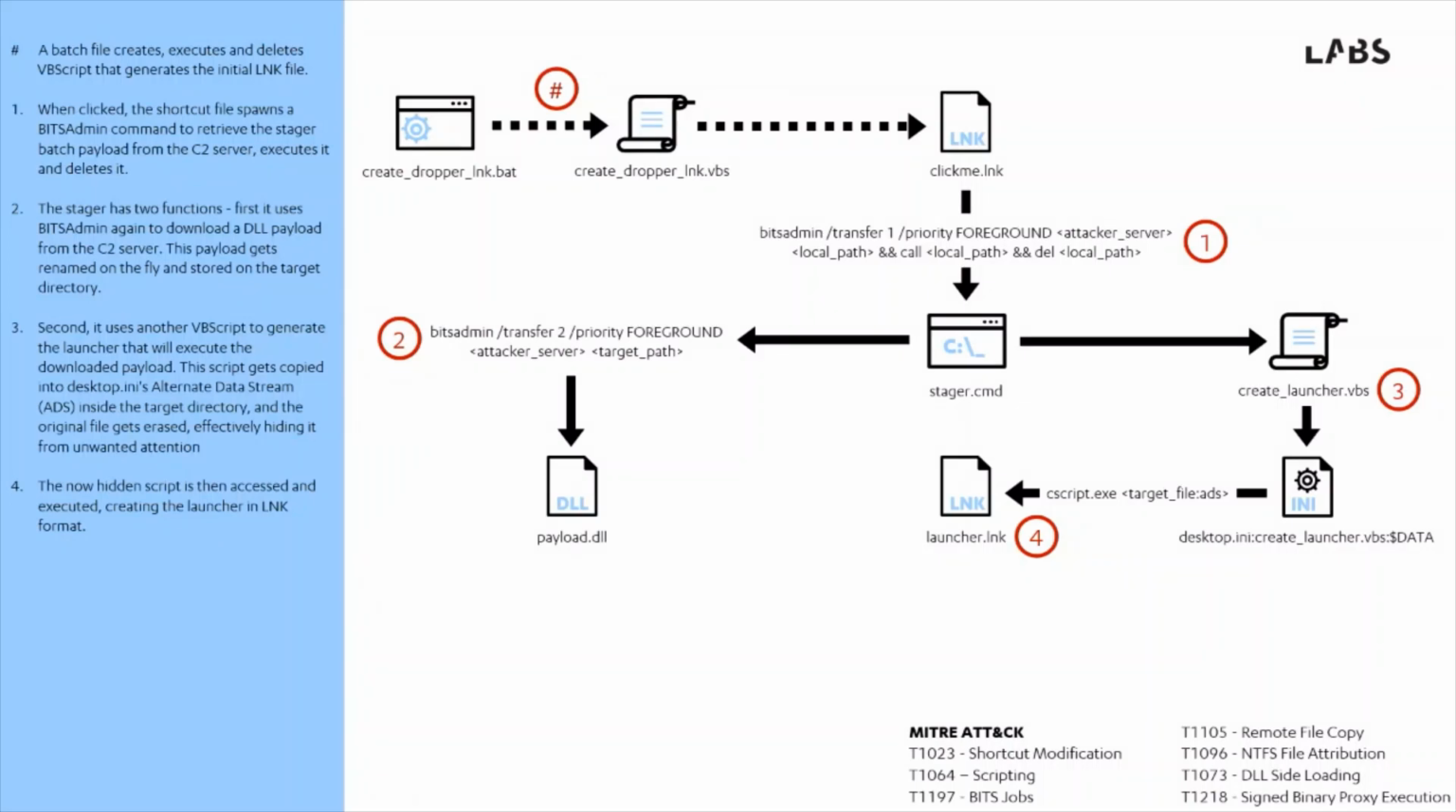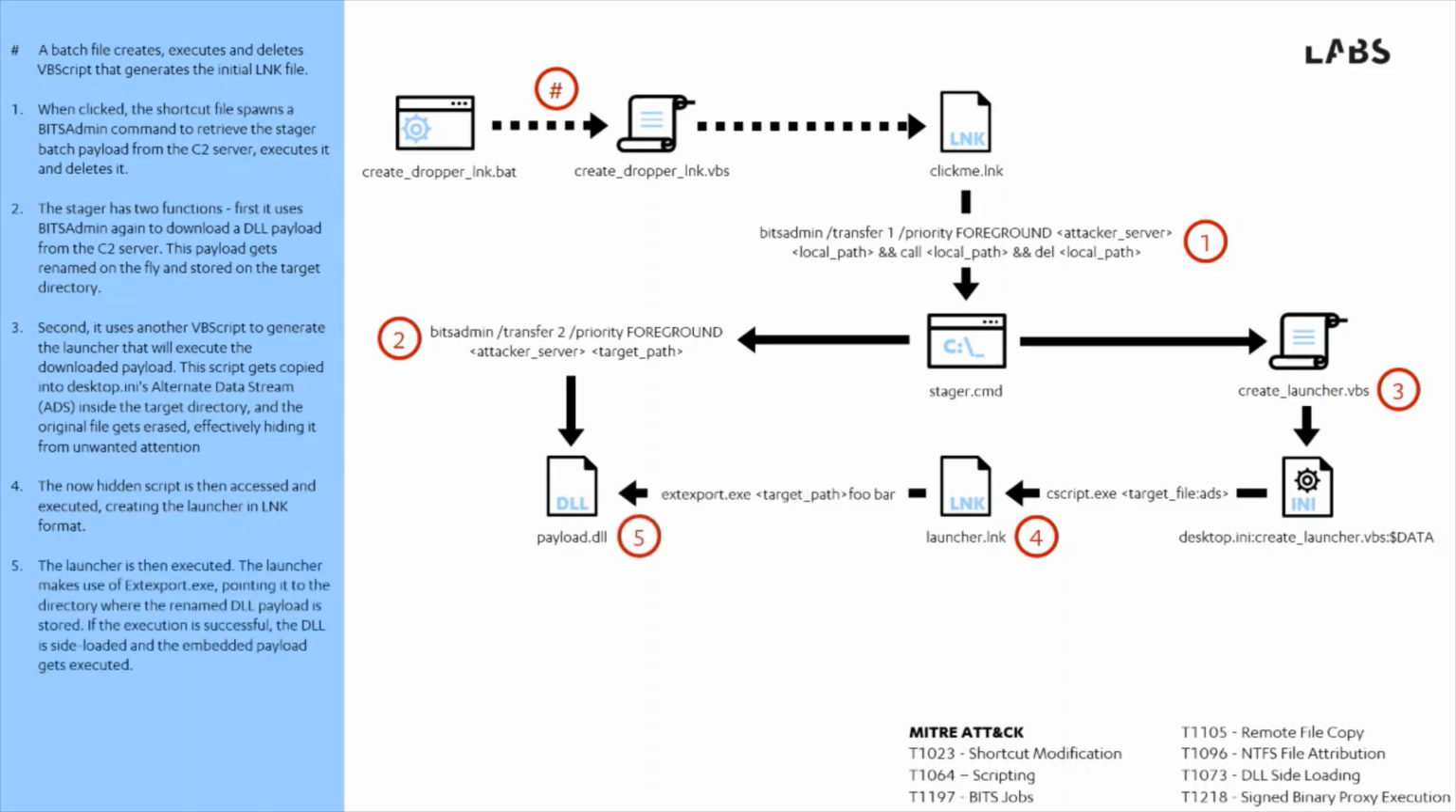Again, once that file is stored there, the launcher creator script is stored there. It gets automatically executed and creates the launcher file. And again, the launcher file gets automatically executed, uses export.exe pointing to the target path, which in this case is where our payload is stored.